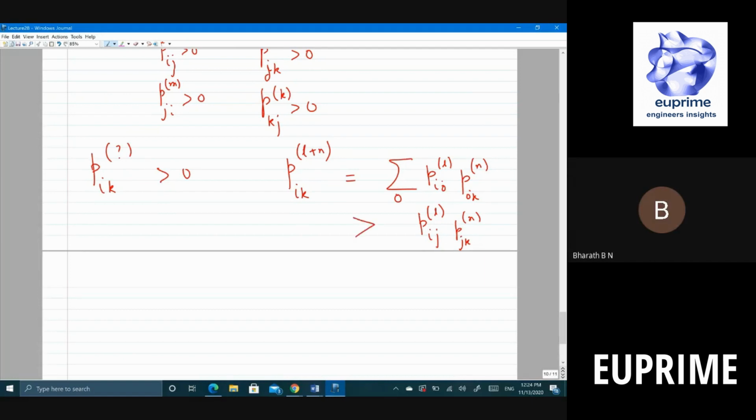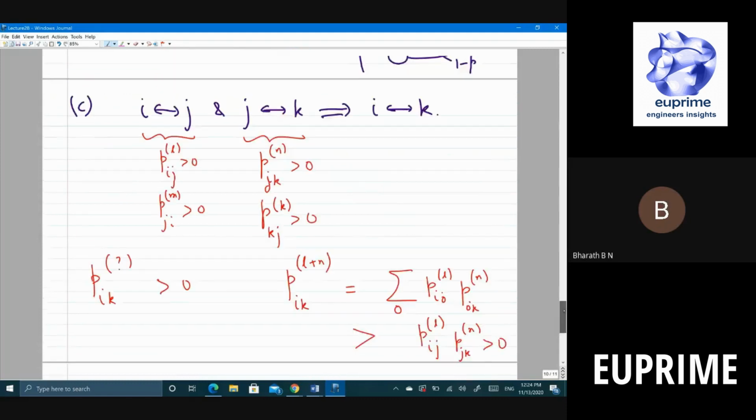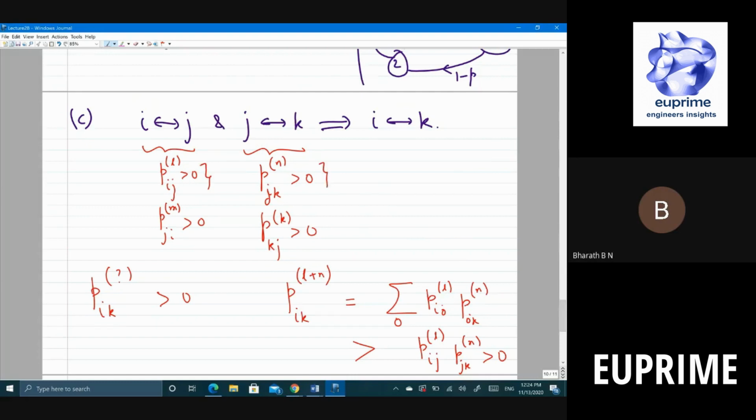So the summation will be greater than this term. Do you agree? Yes, sir. So that will be greater than 0, because of this and this. So that means Pik in L plus n step is greater than 0. If you interchange the roles of i and k, you will get Pki in some steps is greater than 0, right? Same proof. Do you agree? Yes, sir. Is that fine?